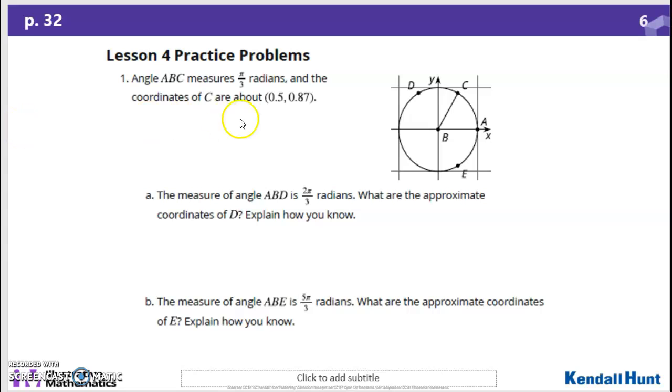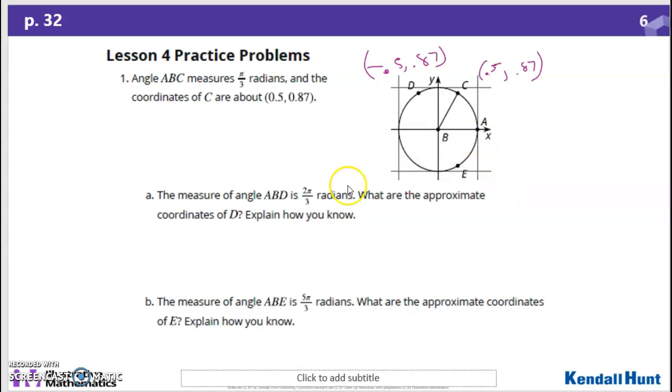Okay. So this is where we're talking about a coordinate. We know that C here is at 0.5, 0.87. That is our point C. So once we know C is there, then it's symmetrical across the circle. So point D would be in the second quadrant, so it would have negative x's, but still a positive y.